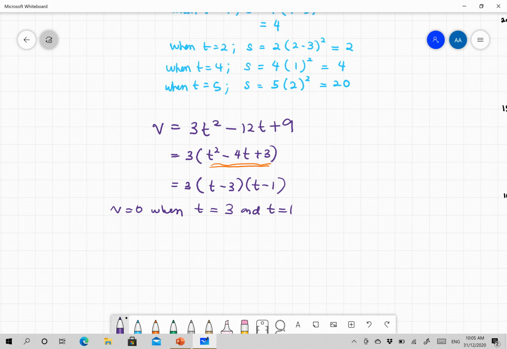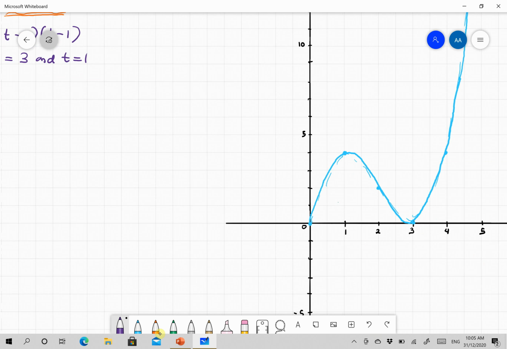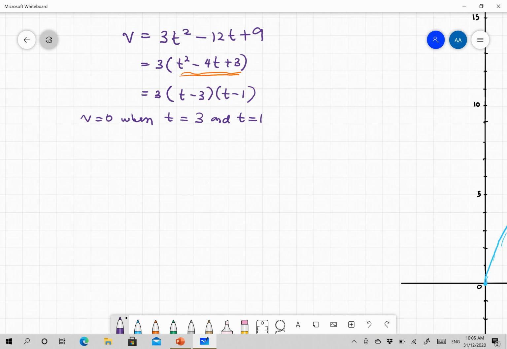So here I have got some easy points to plot. So when t is equal to 3, the value is going to be 0 velocity, and the same thing when t is equal to 1. Right, and perhaps another point of interest will be when t is 0. So when t is equal to 0, v is going to be 3 times negative 3 times negative 1, or clearly from here you can also obtain the value is going to be equal to 9. So when t is 0, v is going to be 9, which is somewhere here.